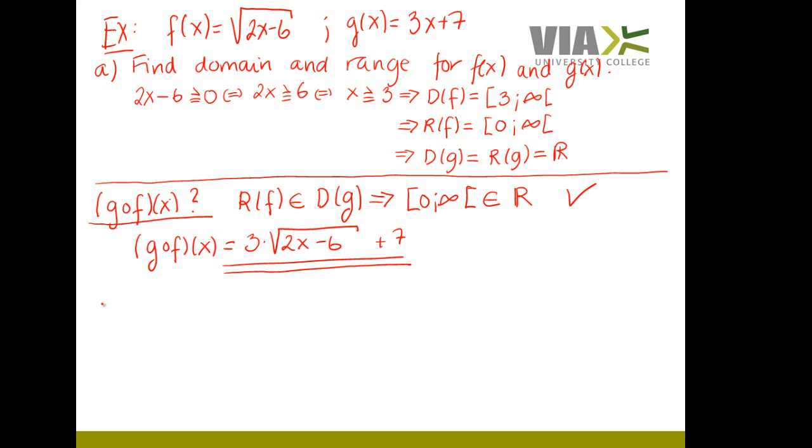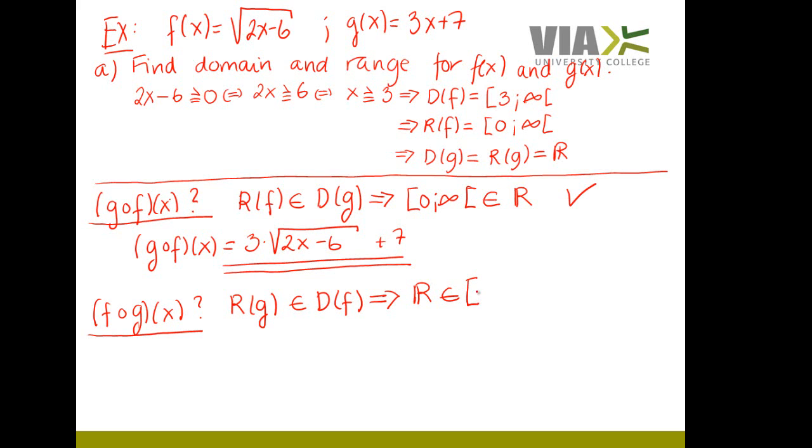Alright, let's also consider whether the other potential function, f of g of x, exists in this example. Based on our visualization, if that should be the case, then the range for g must be a member of the domain for f, since in this case we are inserting the function g into f. So let's jump up here and see what is the range for g. That was all real numbers. What is the domain for f? That is the numbers from 3 to infinity.